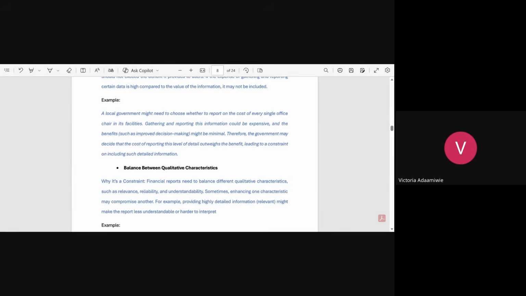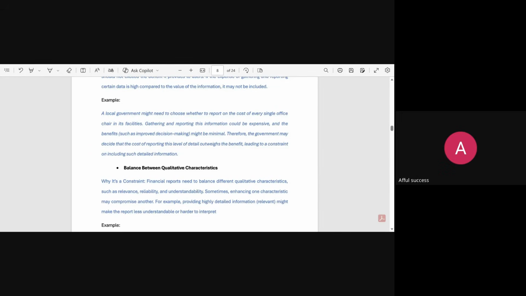But why is materiality a constraint? I don't really get it. Cost involved should not be more. If it's more, then you move away from it. Okay, so that's that for the three constraints: the materiality, the cost benefits, and the balance between qualitative characteristics.